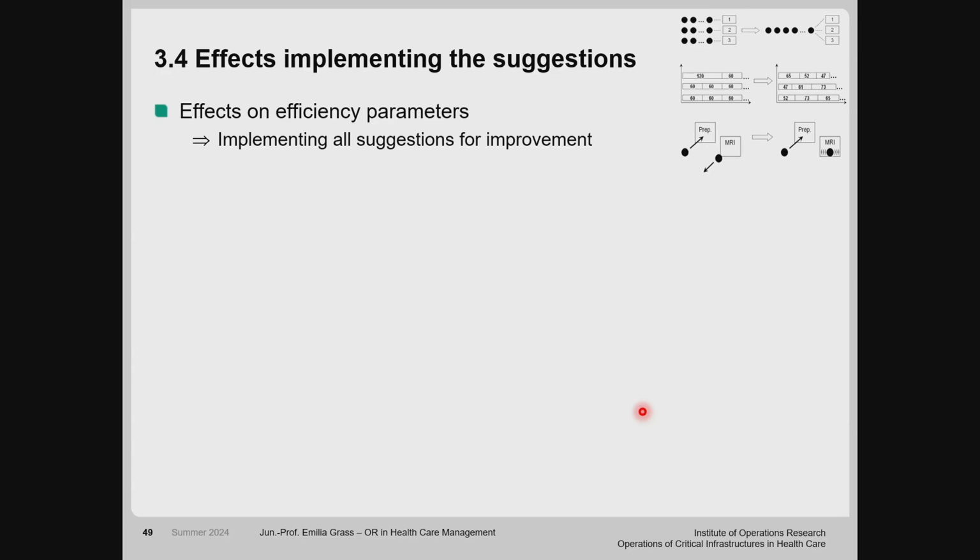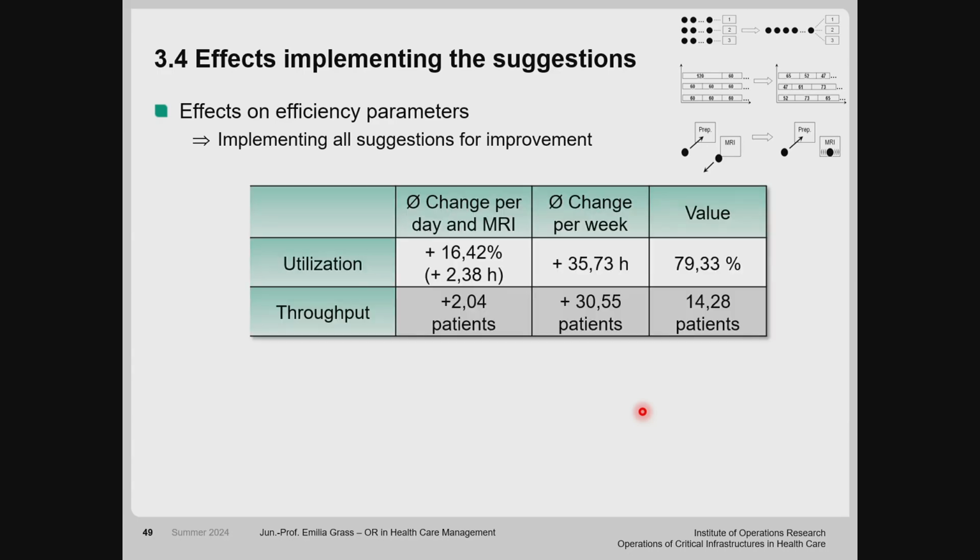Okay, so they implemented all these 3 improvement suggestions, and what could be seen is that we had a 60% higher utilization rate, which means the MRI scanners were used 2.5 hours more than before, which makes almost 40 hours per week. Okay, and the throughput, and that was very important for the clinic: they could now treat 2 patients more on average per day and per MRI scanner. Okay, which makes 30 patients per week more than they could treat before.